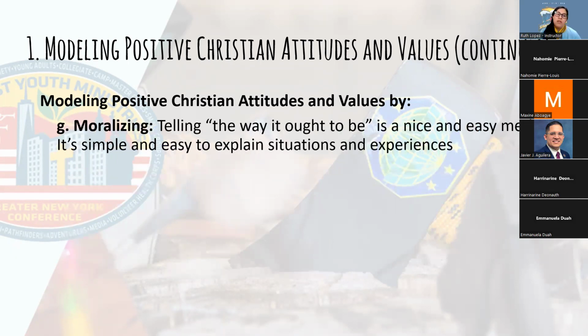We also model through moralizing. We're telling the way it has to be, right? It's a nice and easy method. It's simple and easy to explain situations and experiences. We tell them, we do this because of that. If you do this, the consequence will be that. The result will be that. And they start seeing that, okay, we, as Adventists, don't consume alcohol because it's bad for your health. It has consequences to your health. You're teaching them something that is morally good, and also the reason behind it.